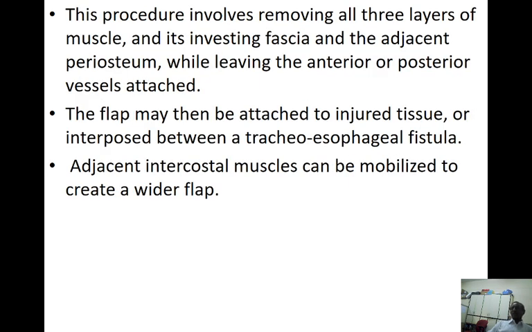This procedure involves removing all 3 layers of the muscle and its investing fascia and the adjacent periosteum while leaving the anterior or posterior vessels attached. The flaps may then be attached to the injured tissue or interposed at a tracheoesophageal fistula. Adjacent intercostal muscles can be mobilized to create a wider flap. Suppose you need a wider flap, 2 adjacent intercostal muscles also can be mobilized likewise to create a wider flap. So that almost finishes the intercostal spaces.